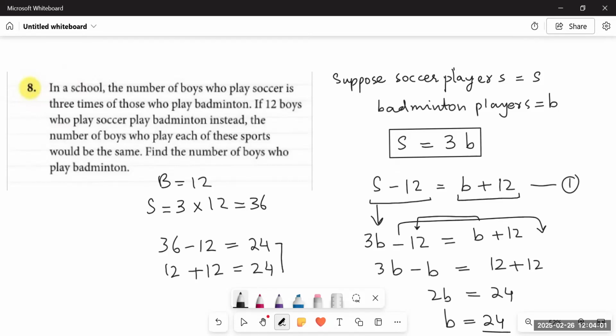And you can see this was provided in the question that if 12 boys who play soccer play badminton instead, the number of boys who play each of these sports would be the same. And you can see that it's been proved that after 12 boys shifted from the soccer team to the badminton team, the total number of players on either side became 24. Earlier it was 12 is to 36, and now it became 24 is to 24.